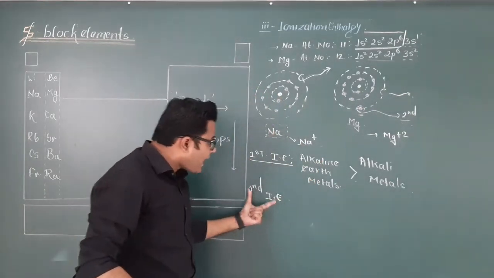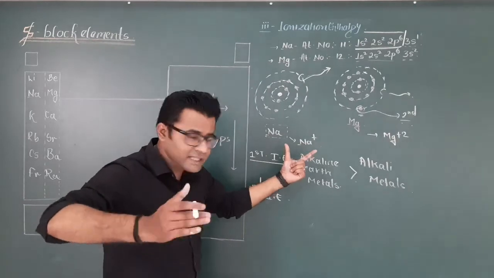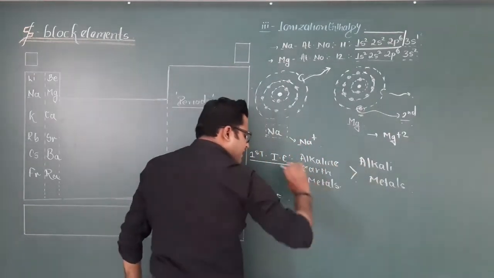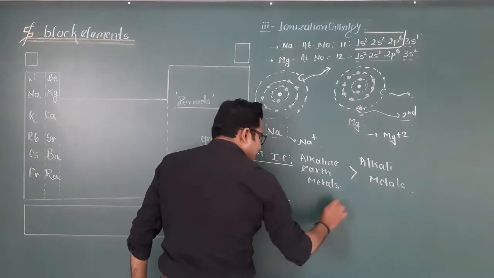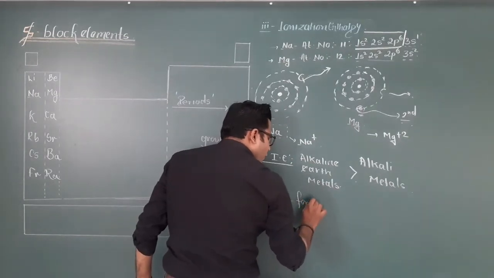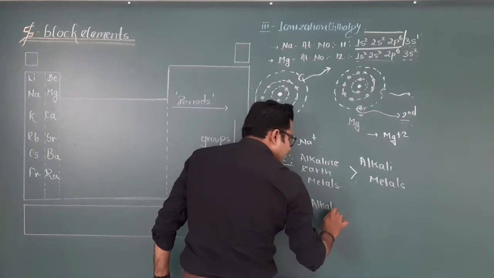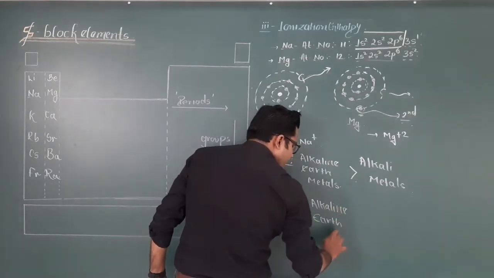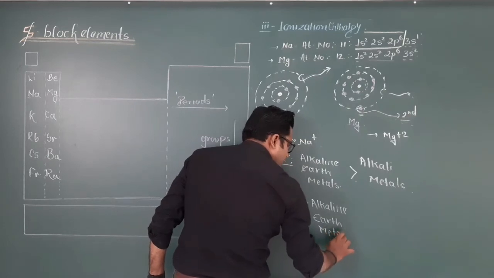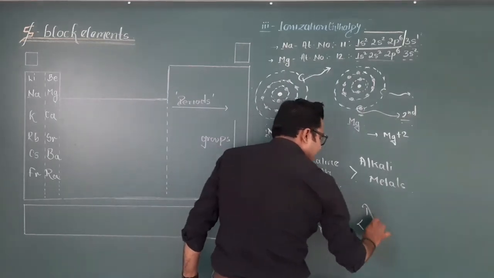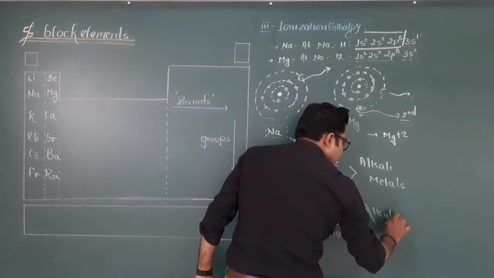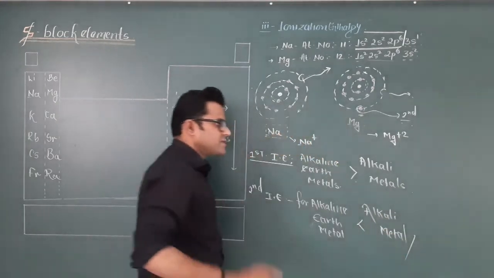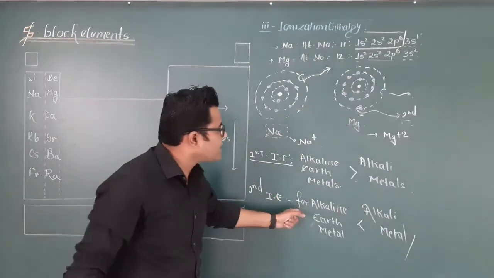So in the second ionization enthalpy, if we subject this particular thing to heat again, here things will get reversed. That is, the second ionization enthalpy for an alkaline earth metal will be less than the corresponding alkali metal, and this is what happens. So this is the condition.